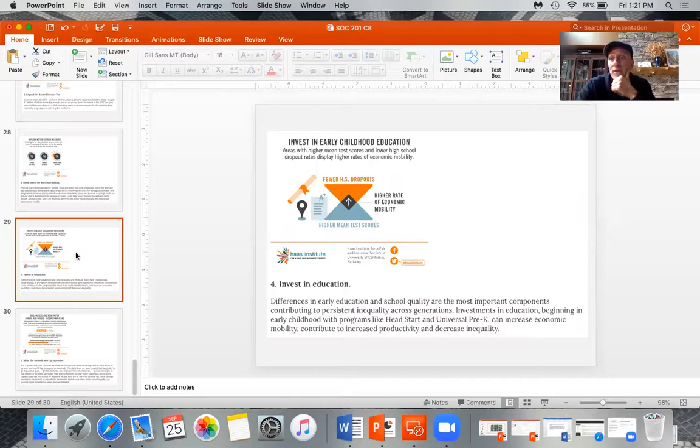Invest in early childhood education. A great equalizer is access to resources at a young age. So invest in early childhood education, K through 12. Going back to the Head Start program in the 1960s, the Johnson administration's declaration of war on poverty, the Head Start program was to give individuals in impoverished environments access to early childhood education so they wouldn't be behind when they started school. So invest in early childhood education.